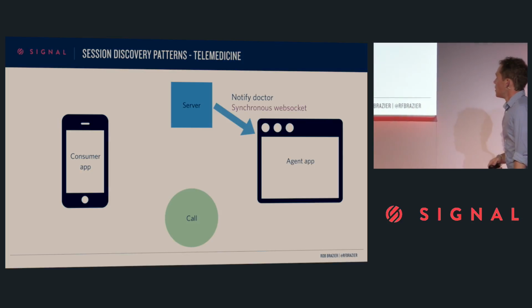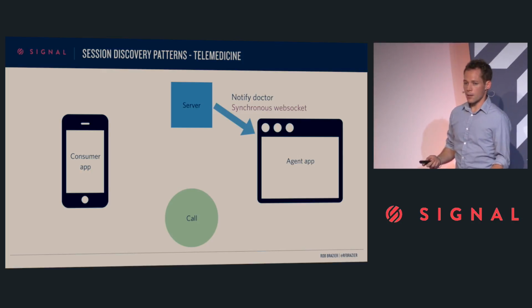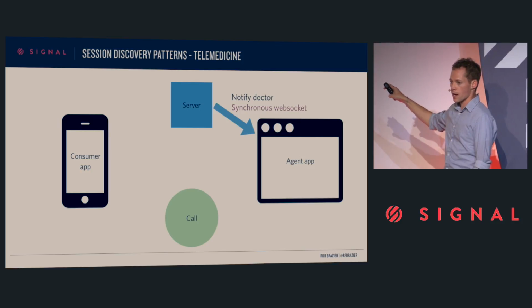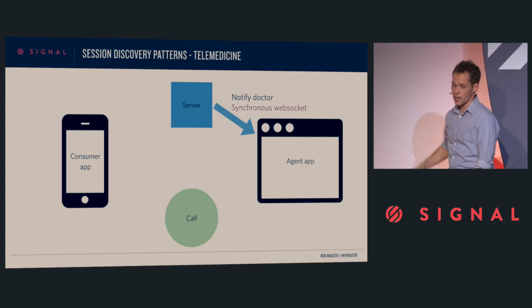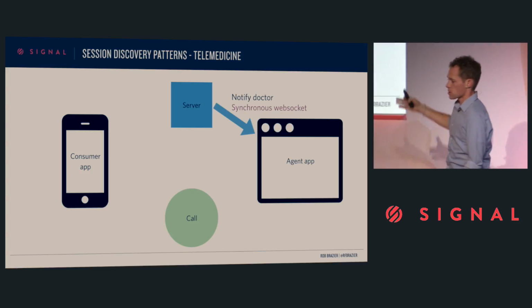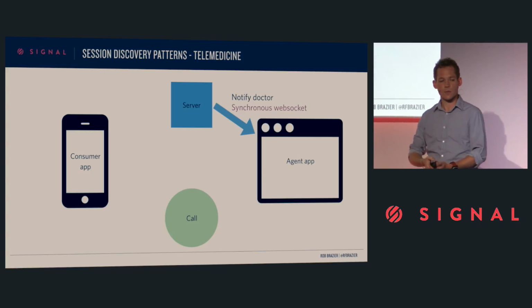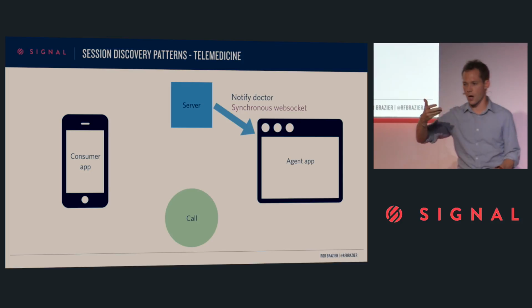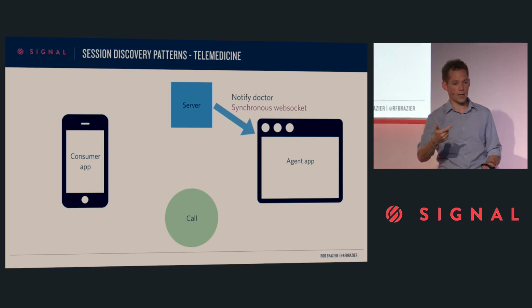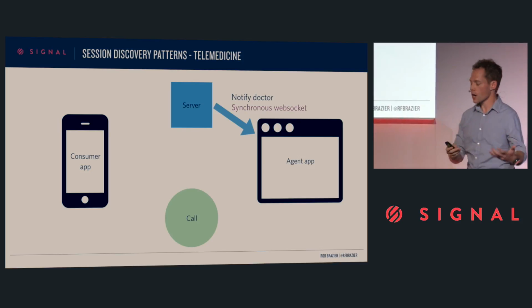So when it's time for an appointment, first of all, they send a synchronous notification over a WebSocket to the agent's application. You could use our Sync API to do something like this. So that the doctor actually sees a pop-up: hey, it's time for your appointment with John. Click here when you're ready to begin the session. So make sure they get the doctor on the line first.